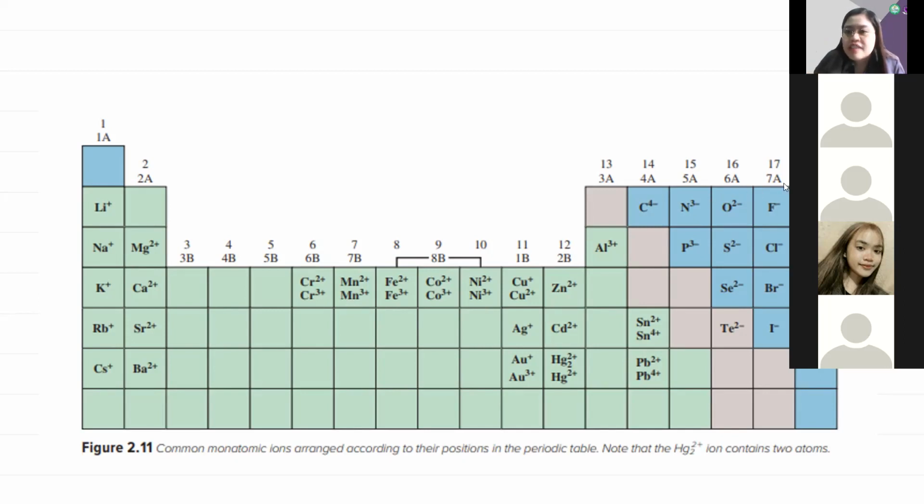And take note class, our non-metals are anions. Itong mga nasa blue, except for hydrogen though, itong mga nasa blue are negatively charged and they are all anions or non-metals. Non-metals sila. So that's how you know that.